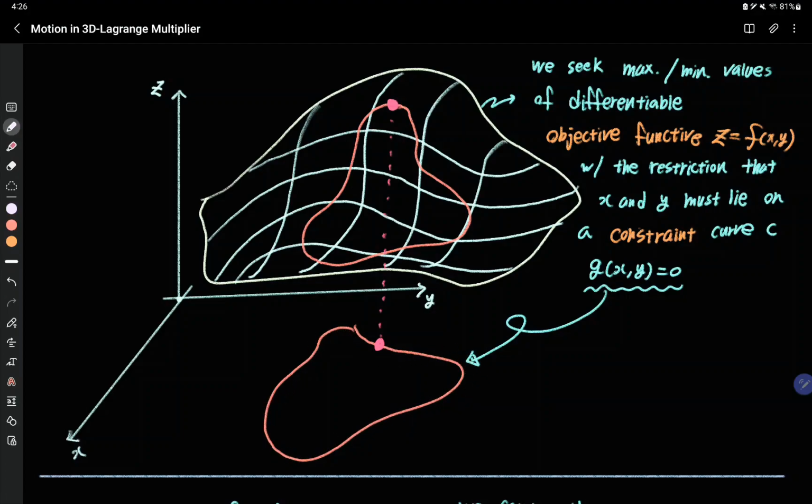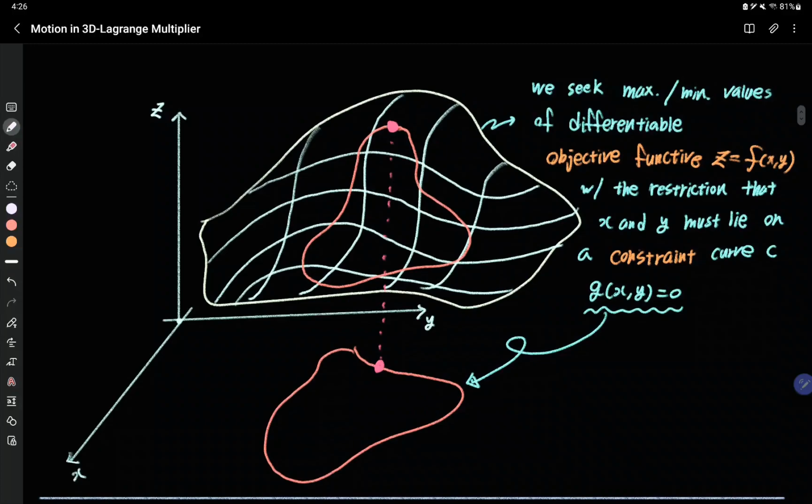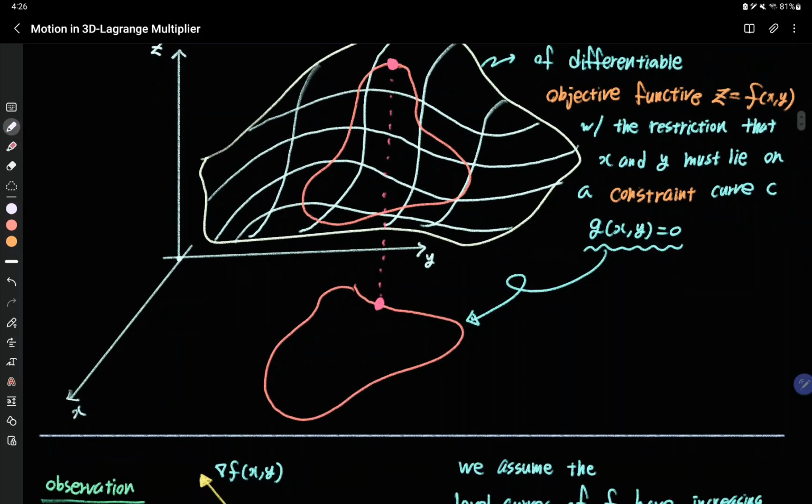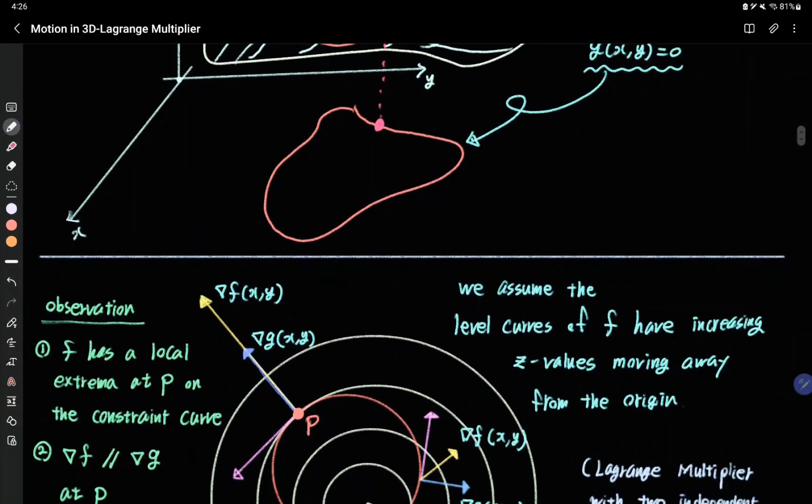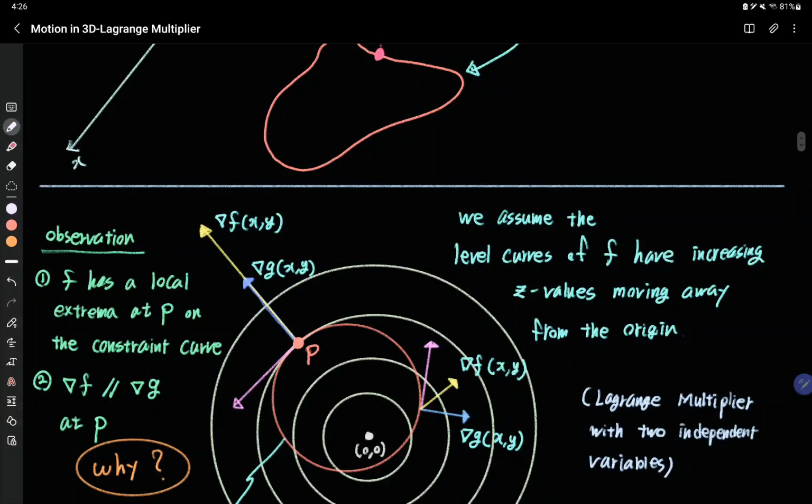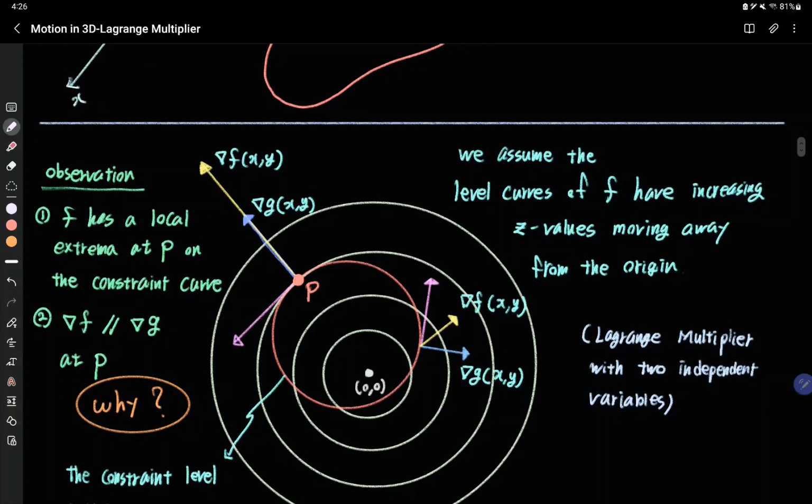So the domain of that function is on this curve. So we have to choose x comma y on that curve for that function. In that constraint, we want to find the maximum and minimum of function f. That's the basic model of the constraint optimization problem. Now let's think about a somewhat simpler situation.